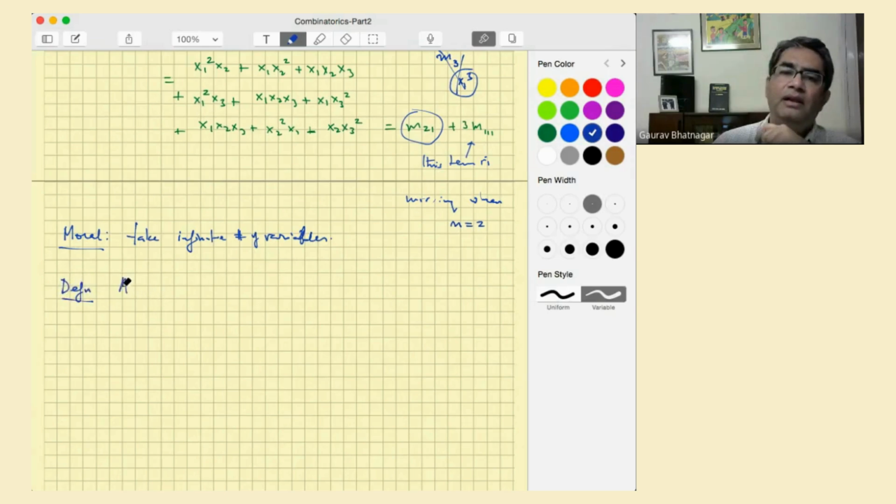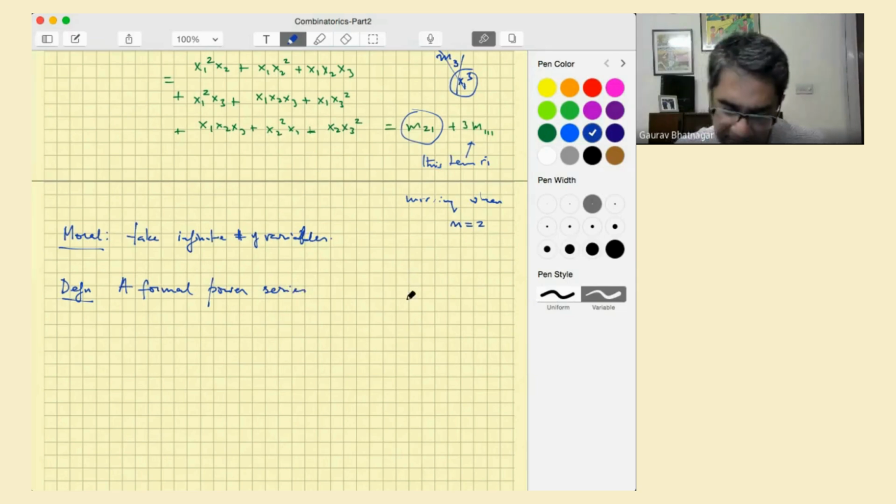A formal power series. So yeah, this is a tablet issue. I figured it out now. I can only be blamed for my bad handwriting, not for the speed of writing.